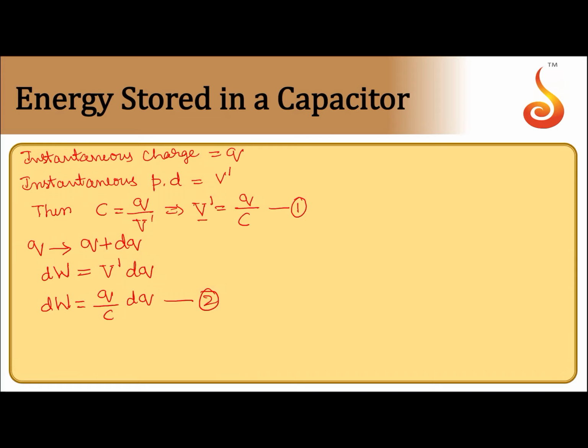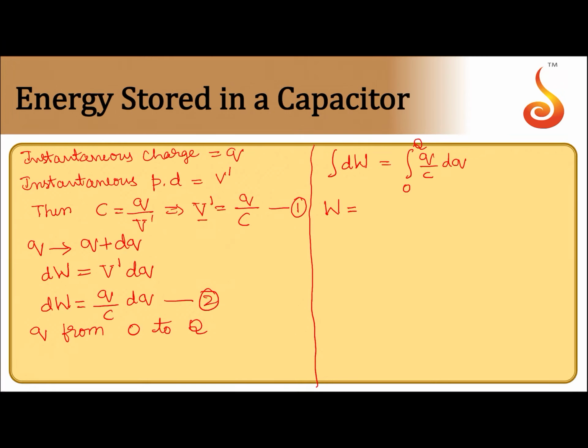Now if the charge varies from 0 to capital Q, how much work is done? That is given by integrating this equation. So integral dW is equal to integral Q by C into dQ. Here the integration is over Q, Q ranges from 0 to capital Q. So integral dW will be W. So this work done will be stored as energy.